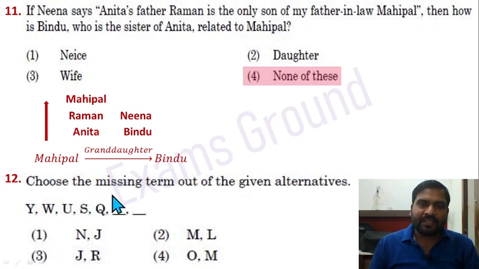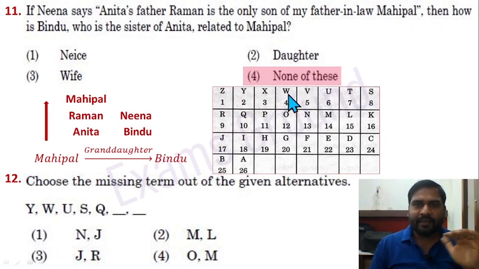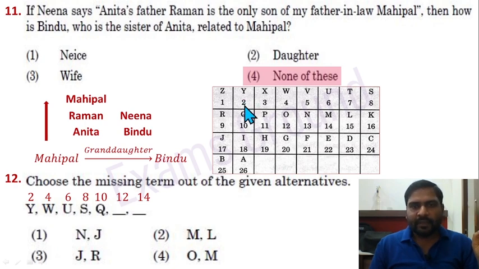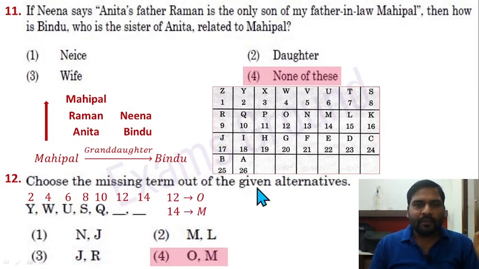Question 12. Choose the missing term out of the given alternatives. Y, W, U, S and Q. So I suggest you, for this reasoning purpose, you have to learn alphabets A to Z in the ascending order and descending order, both orders. Here it is in the form of descending order, from Z, Y, X in descending order. For each letter given here, Y, W, U, S, Q, just note down the assigned number: 2, 4, 6, 8, 10 like that, and here should be 12 and 14. So 12 and 14 is O and M. Then option 4 is correct. In this way you can find out.